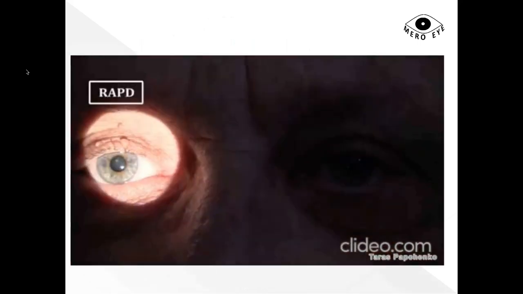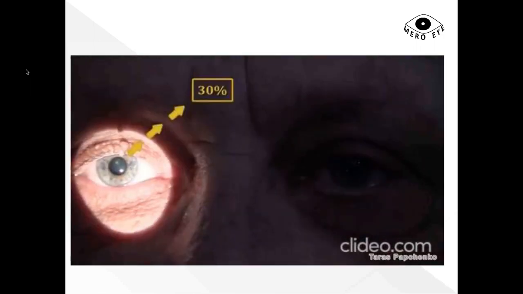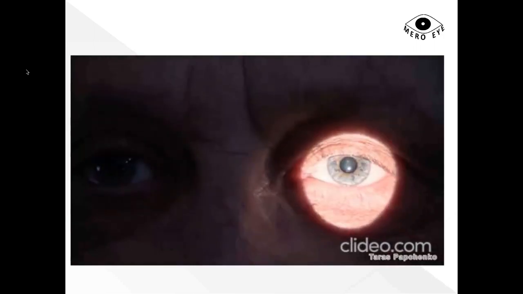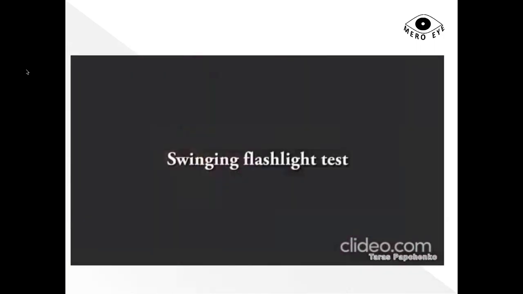So in this, you can see the right eye, it's dilating. Again, it's constricting. The right eye is dilating because it cannot perceive all the information because the right eye is damaged. So this is the swinging flashlight test, which helps us to elicit the relative afferent pupillary defect.